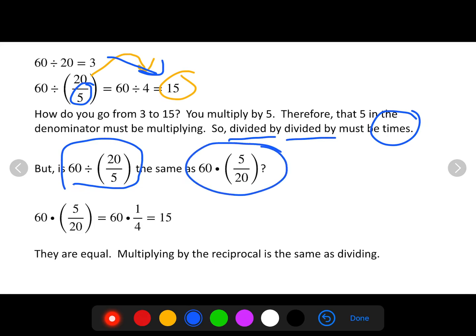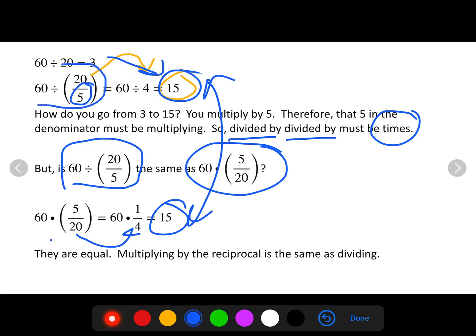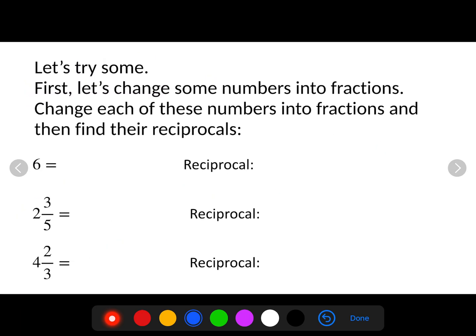Okay, but is 60 divided by 20/5 the same as 60 times 5/20? Well, 60 divided by 20/5 is 15. We saw that up here. Well, 60 times 5/20, 5/20 simplifies to 1/4, and 60 times 1/4, a fourth of 60, is 15. 15 is the same as 15. Therefore, 60 divided by 20/5 is the same as 60 times 5/20. Multiplying by the reciprocal is the same as dividing.